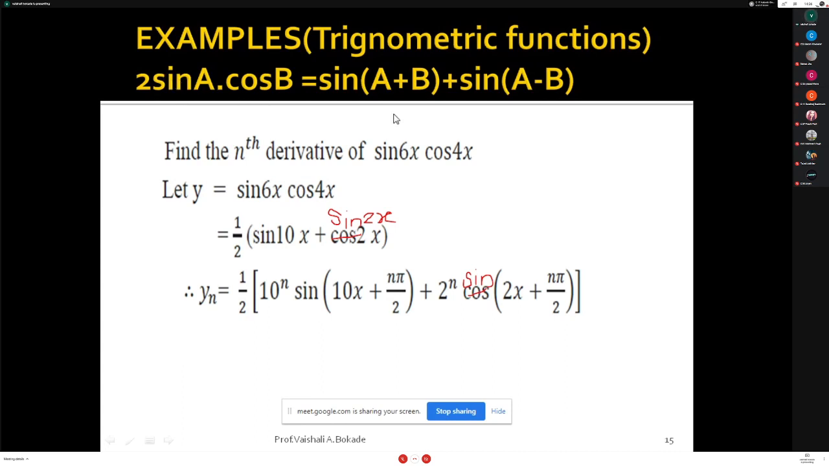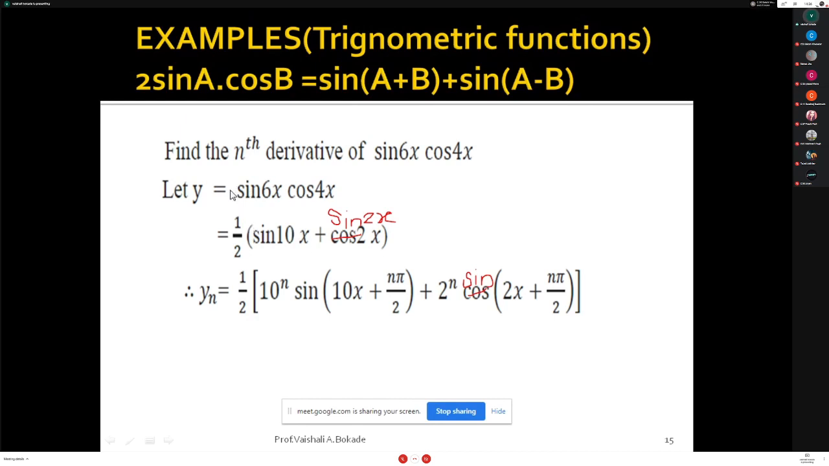What I know is that I am having sine of a plus b plus sine a minus b. So I am considering a is equal to 6x, b is equal to 4x. So sine a plus b is sine 10x. Sine a minus b, 6x minus 4x, I'll have sine 2x here. So now I am just applying this formula. If you want, you can mention this formula also for the reason.